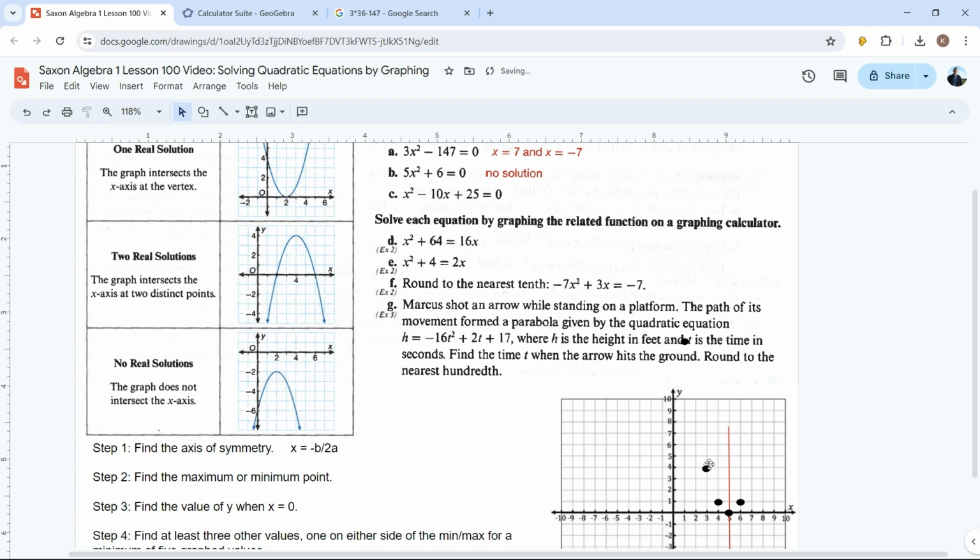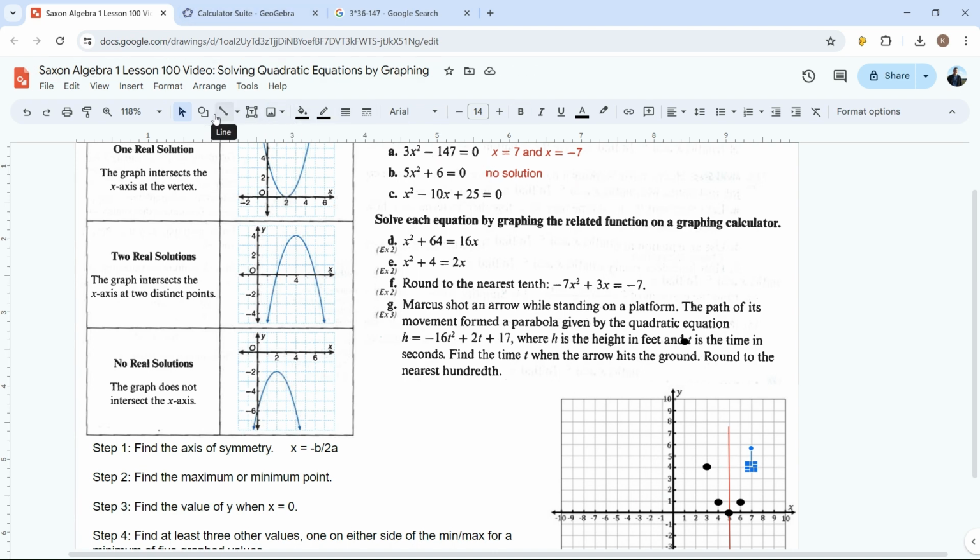Now that means, according to the axis of symmetry, I should also have a point at 7, 4, but let's make sure. So if I plug in 7, 7 times 7 is 49. 49 minus 70 is negative 21. Negative 21 plus 25 is 4. So that works out too. I'm going to put a point there. And that's it. All right, let's go ahead and draw our graph.